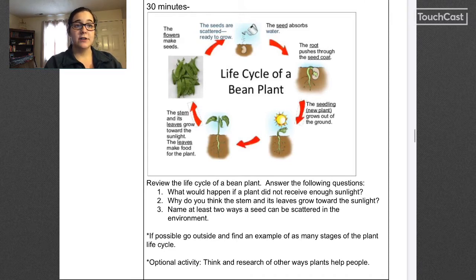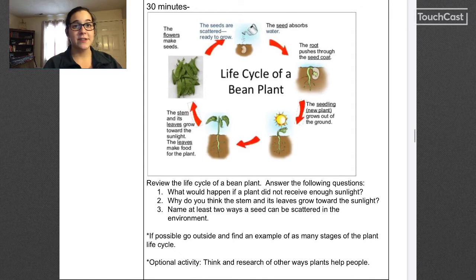So after viewing this life cycle of a bean plant, what you're going to do is answer these questions down at the bottom. The first one says, what would happen if a plant did not receive enough sunlight? The next one, why do you think the stem and its leaves grow toward the sunlight? And number 3, name at least 2 ways a seed can be scattered in the environment. So if it's possible, go outside and find an example of as many stages of the plant life cycle as you can.